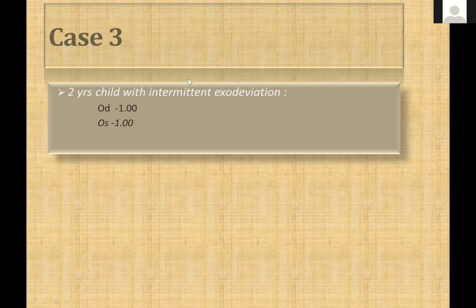Yes, go ahead, Abdulrahman. So this is a 2 years old child with intermittent exodeviation, and he's myopic in both eyes. So since he's having exodeviation, I will give him the full cycloplegic correction. Yeah, excellent.